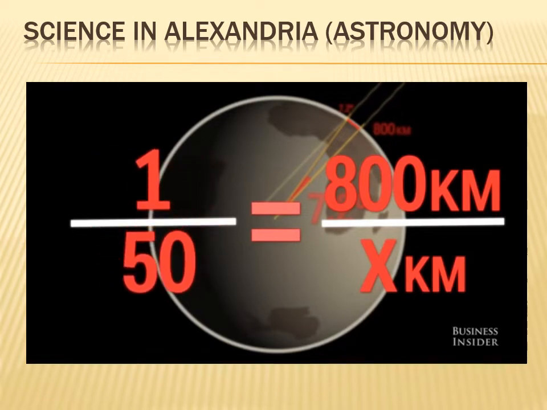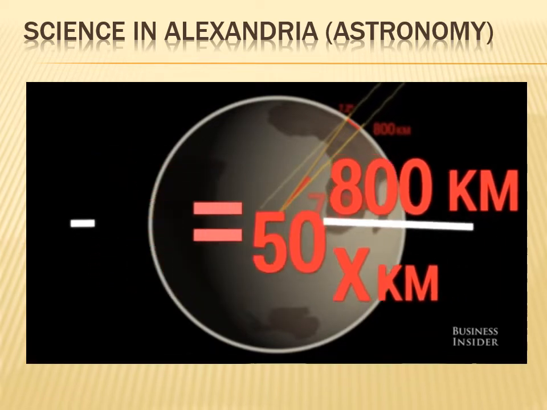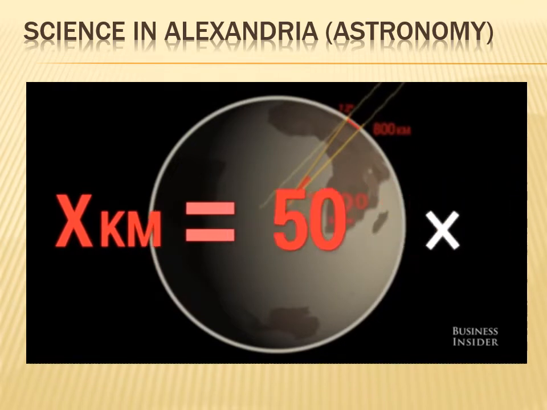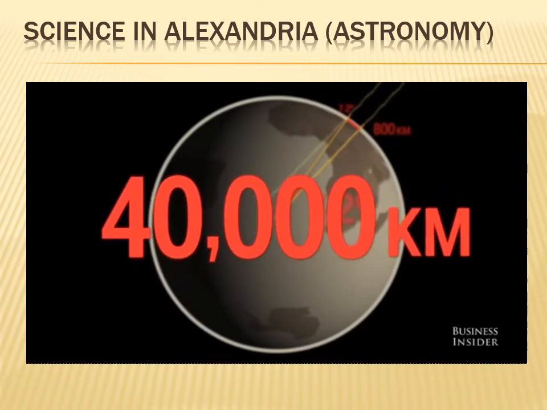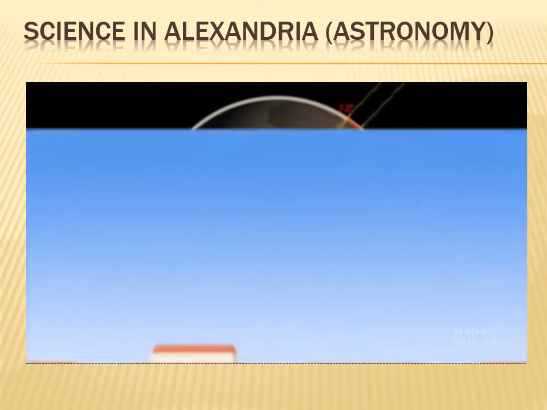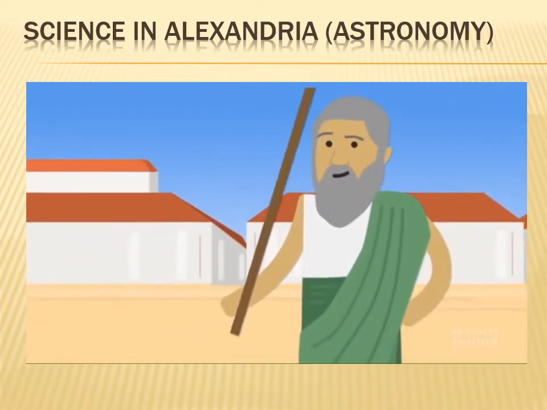7.2 degrees is 1/50th of 360 degrees, so 800 kilometers times 50 equals 40,000 kilometers. And just like that, a man 2,200 years ago found the circumference of the entire planet with just a stick and his brain.